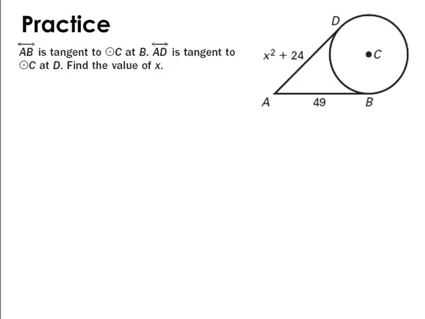And let's practice that. Here we're given that AB is going to be tangent to circle C at this point, and we also know that AD is tangent to circle C at D, which means then they both intersect at this point A. Now they're asking us to find the value of x, and from our last theorem that we just talked about, we know that these two segments are going to have to be congruent, which means in order to solve for x, we can just set them equal to one another. So x squared plus 24 will be equal to 49.